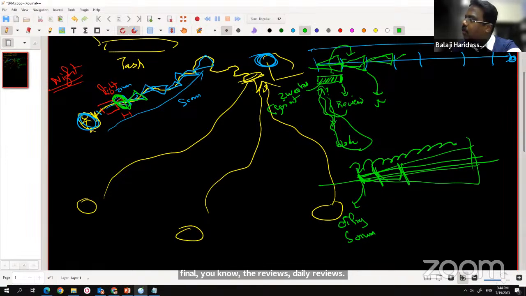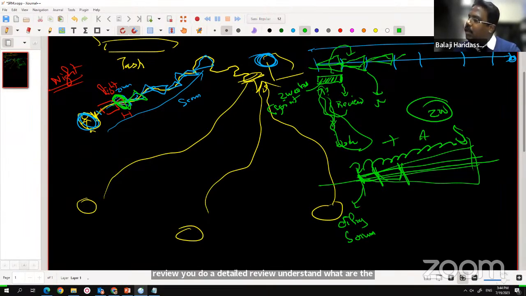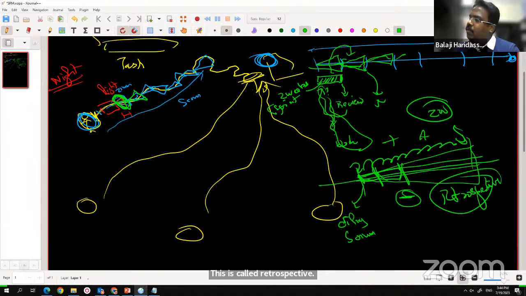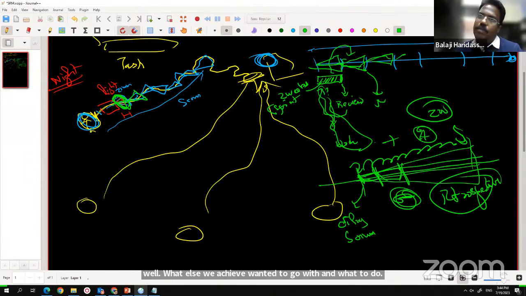And at the end, you reach a 2-week review. In the 2-week review, you do a detailed review, understand what are the good things that happened in the project, what all we achieved, what didn't go well, and what to do. This is called retrospective. Simple. So this is what happens at the end of every 2 weeks.